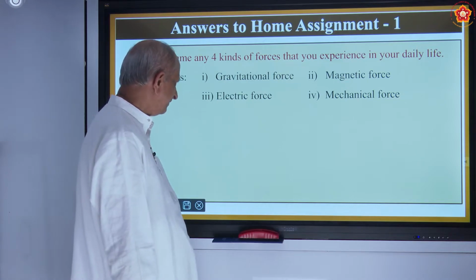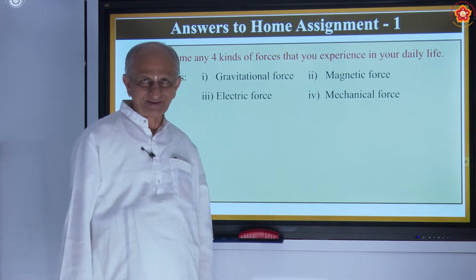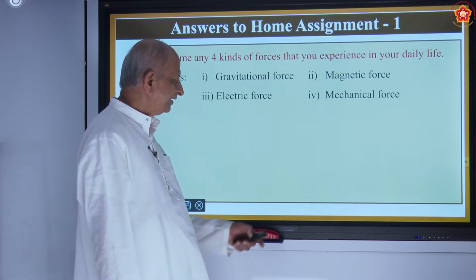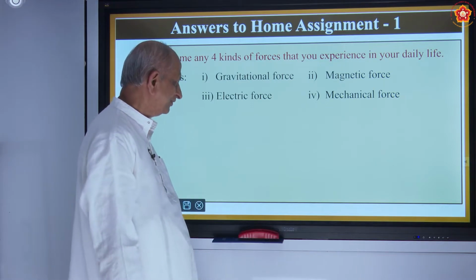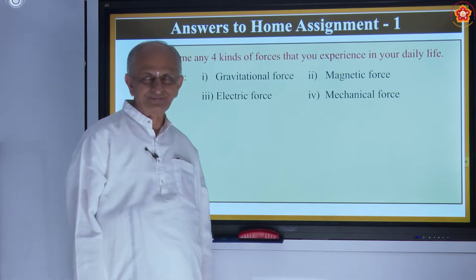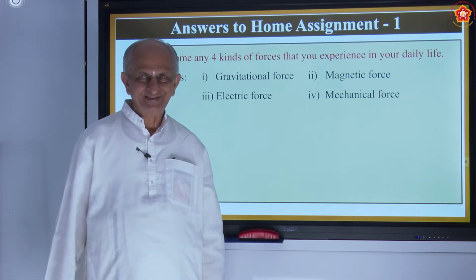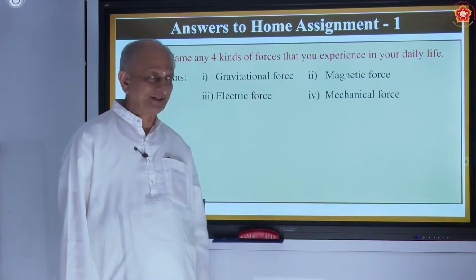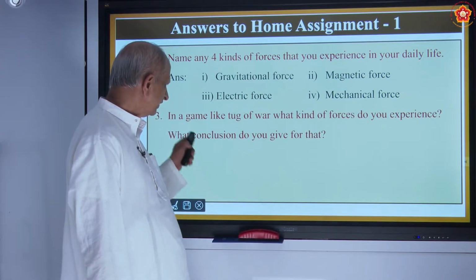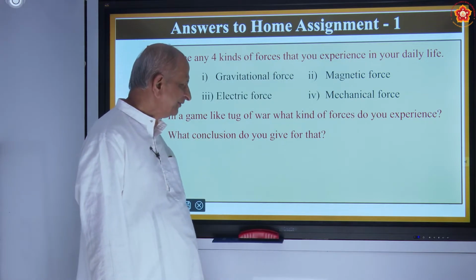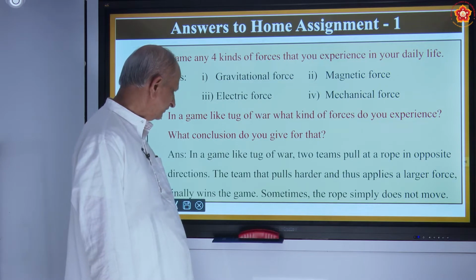There will be magnetic force between 2 magnets or magnet and iron filings. There will be attraction or repulsion. Electric force, you have seen motors and all the bulbs working, fans working, all this is electrical force. Mechanical force, what the machines do, the grinding machine, mixies, fans, all these are working under mechanical force. So, in a game like tug of war, what kind of force do you experience? What conclusion do you give for that?